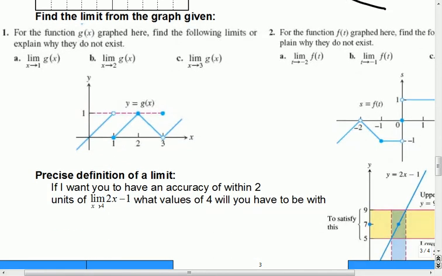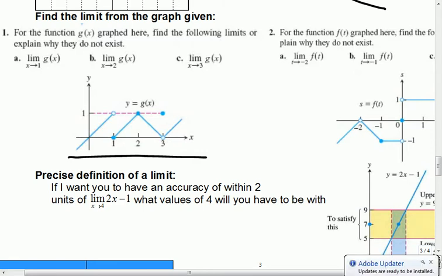So these next two examples, let's just start with question number 1 that says, for the graph g of x shown here, find the following limits as x goes to 1, as x goes to 2, and as x goes to 3. Okay, so I want you to actually discuss this with your neighbors. Say what you think each of those 3 limits are to your neighbor, and be prepared to support your answer. Okay, some good discussions. Let's hear.